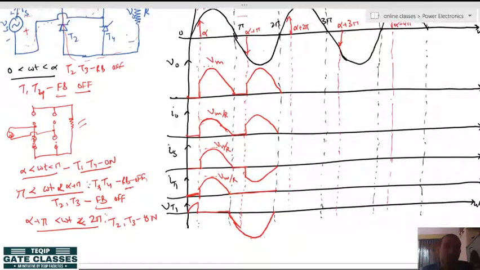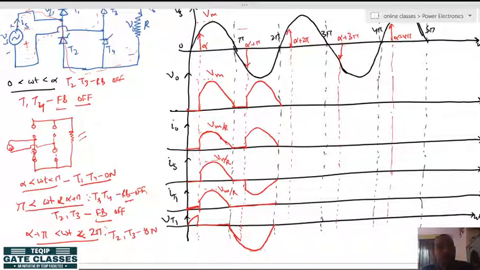Again, if you come to 2 pi to alpha plus 2 pi, this is the same as the 0 to alpha instant. So again T1 and T4 are forward biased, but in the blocking mode, and T2 and T3 are reverse biased, hence they are already off. So all 4 thyristors are off, hence the output voltage is 0, output current is 0, source current 0, thyristor 1 current 0, and thyristor 1 voltage is a positive sine wave.